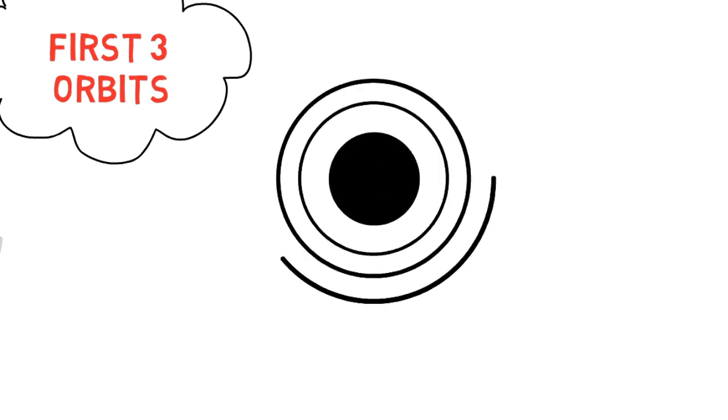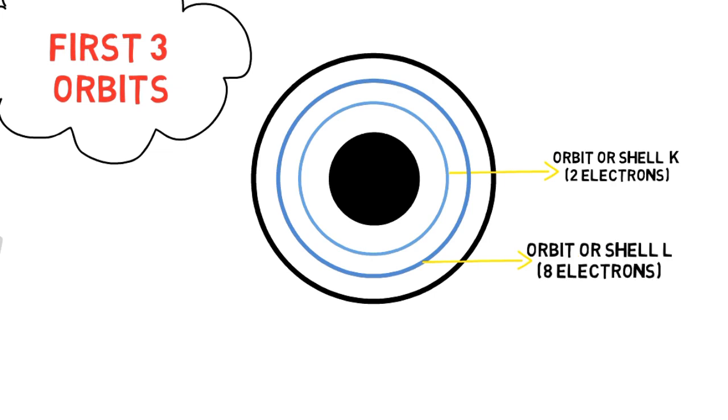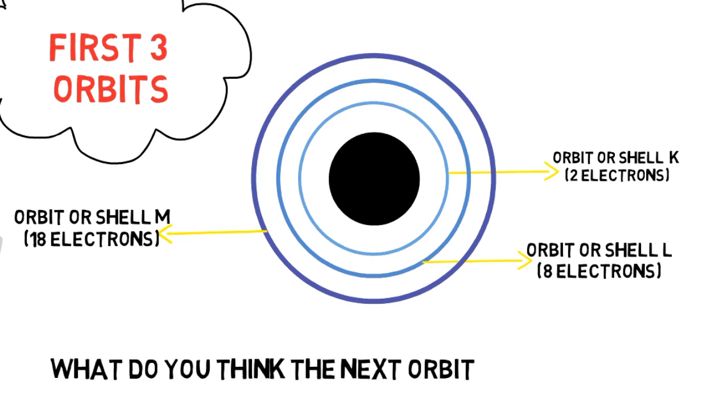We will only speak about the first 3 orbits. The first orbit is called K. This is the smallest orbit right outside the nucleus. It can house only 2 electrons. The second orbit is called L. It is slightly bigger than K and it can house 8 electrons. The third orbit is called M. It is bigger than L and it can house 18 electrons.